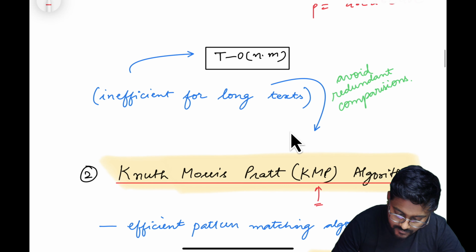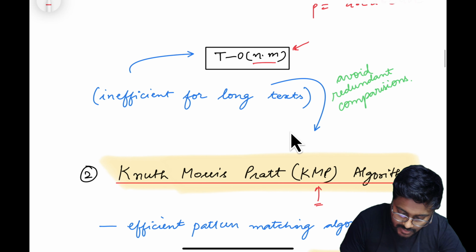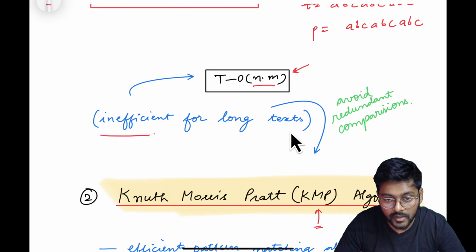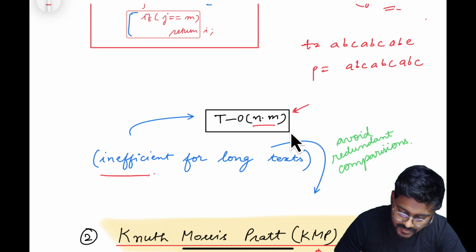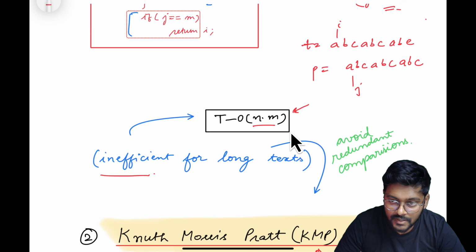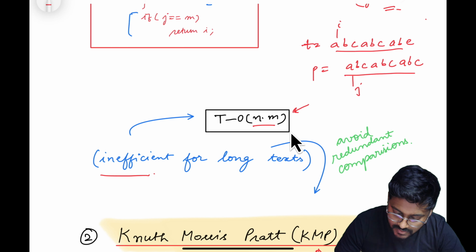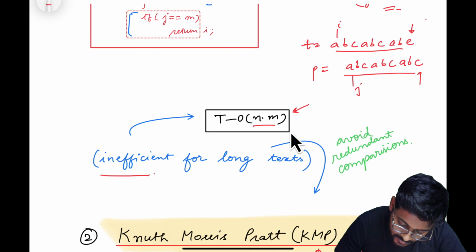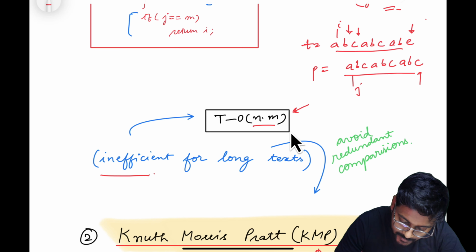From the previous naïve string matching algorithm, we are getting a time complexity of order of n into m, which is very inefficient for long text or long patterns, because we are getting quadratic time. Why? Let's say the text is this and the pattern is this. If I take a pointer and apply the naïve string matching algorithm, I will keep on matching these strings, and at this moment I'm getting a mismatch. And then I am going to start from this and compare again, and again.